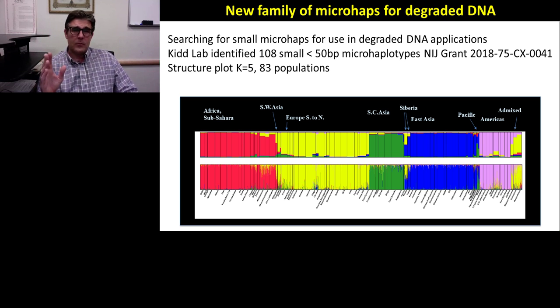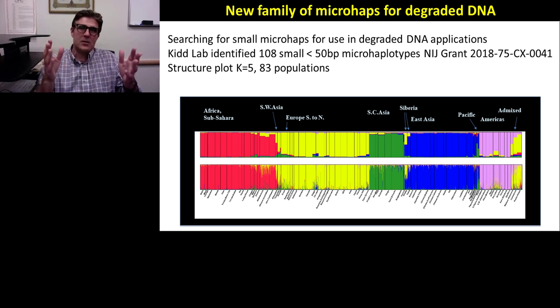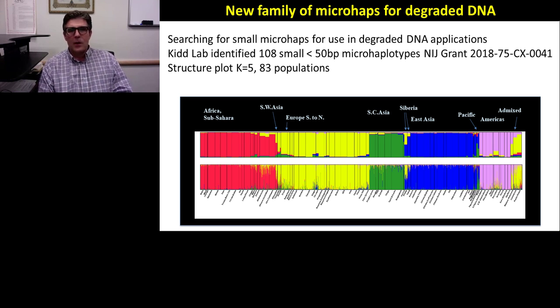DNA is not that big fragments, but if the DNA is significantly degraded, you're not going to get a good profile. If you focus on fragments that are smaller than 50 base pairs, you can actually increase the discrimination power. And so here's a structure plot of 108 microhaps that are smaller than 50 base pairs.